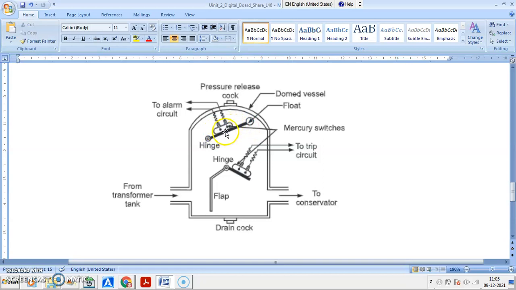Here you are having this particular switch for opening, closing alarm circuit or trip circuit. This is called a mercury switch. Now you know that mercury is a metal, right?